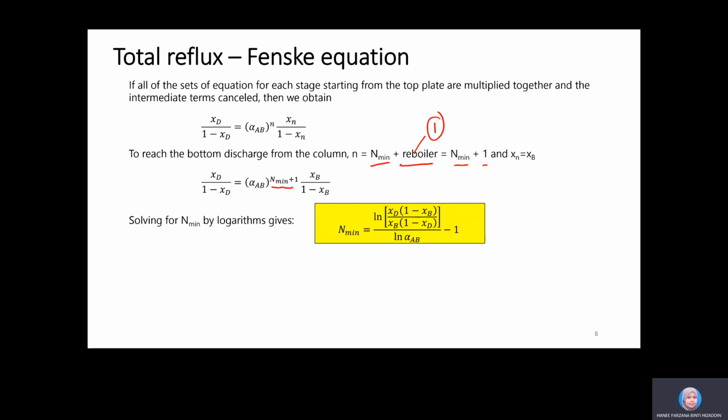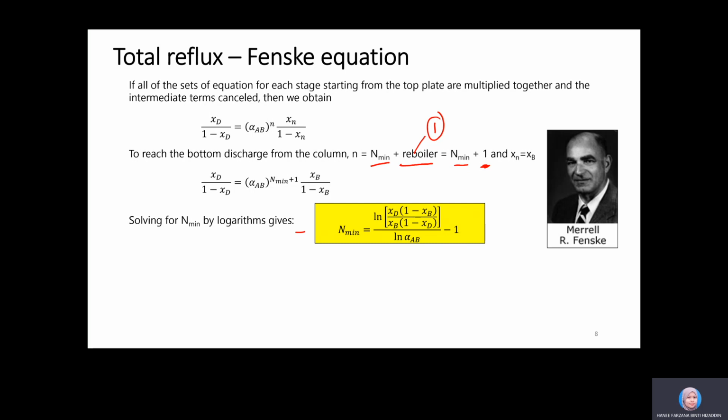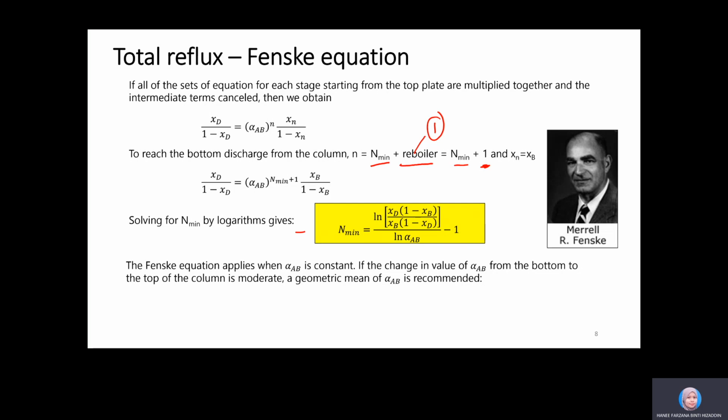You may find various versions of the Fenske equation. Sometimes you don't see the n min plus 1, it's just n min. When there is no indication of the plus 1, we have to assume that it includes the reboiler stage. Meaning if this equation doesn't have the minus 1, whatever is on the right hand side includes a reboiler. To indicate that we exclude the reboiler, some equations have a minus 1, so we have to think whether or not it includes the reboiler, because from the derivation the plus 1 refers to the extra reboiler stage. So this is the guy Merrill R. Fenske, who derived the Fenske equation to help us find the minimum number of stages using an analytical method. This Fenske equation applies when alpha AB is a constant.